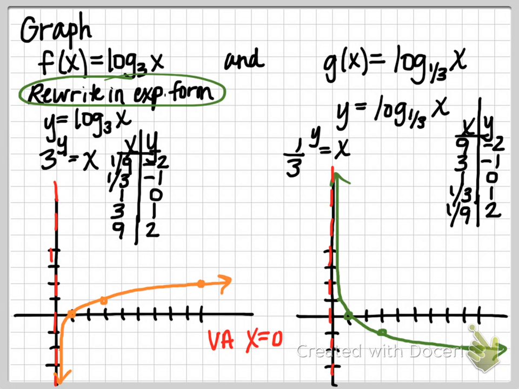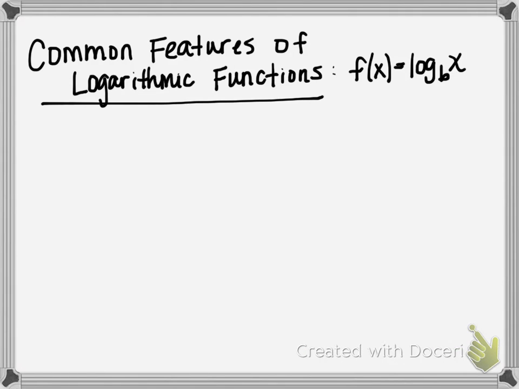You'll also notice in the table that both of these functions share the point (1, 0). So we have an x-intercept for both of these curves of (1, 0). That's another common feature of all of our logarithmic functions. The x-intercept is going to be (1, 0). And in fact, let's go ahead and write this list down. Why don't I switch over here to our common features of all logarithmic functions, f of x equals log base b of x.